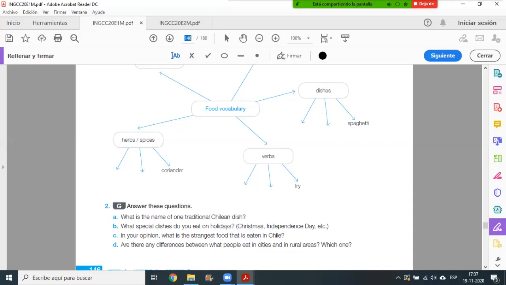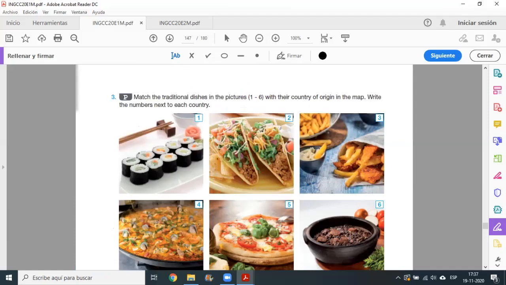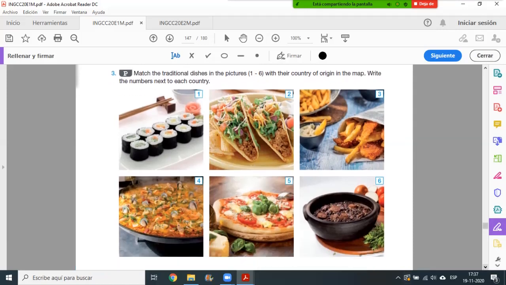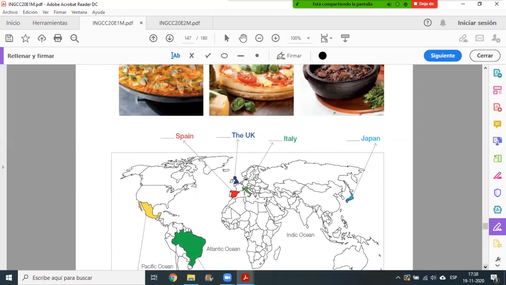Okay, now we go to the next exercise, and this is on page 147. The next page. Okay, here you have to match the traditional dishes in the pictures. Unir los platos tradicionales que aparecen acá en las fotografías, ya, yeah, there are many international dishes, with the correct country here in the map, okay?